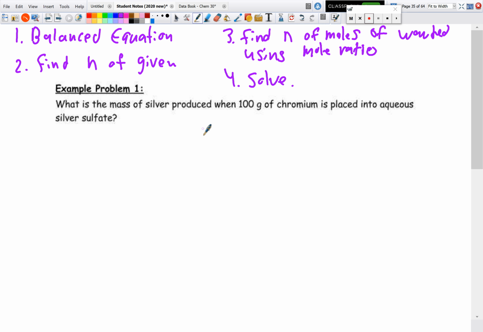Now this one right here, this isn't a titration, but it's just a standard redox question that we're going to have to use stoichiometry. So this one's: what is the mass of silver produced when 100 grams of chromium is placed into aqueous silver sulfate? So of course, our balanced chemical equation, step 1, as it said previously, we need to use the 5-step method. So there is going to be a fair bit to do here.